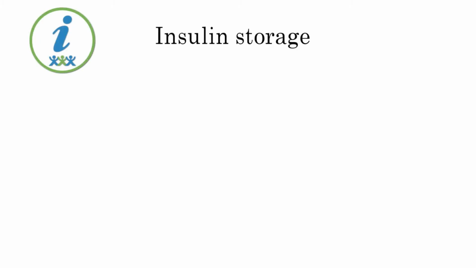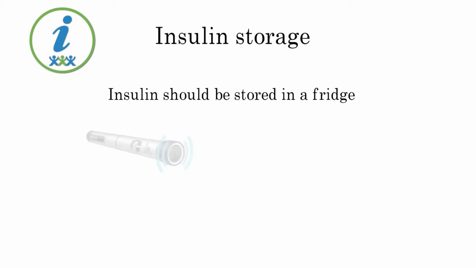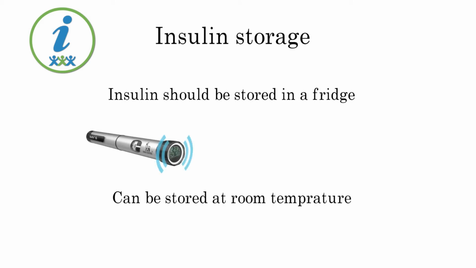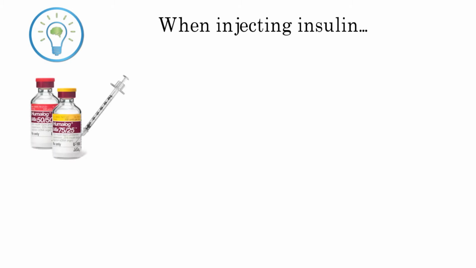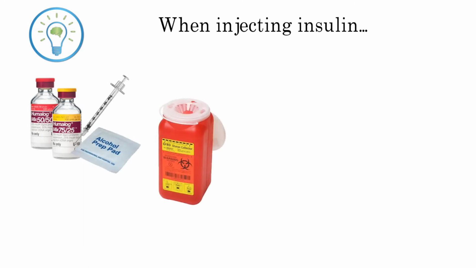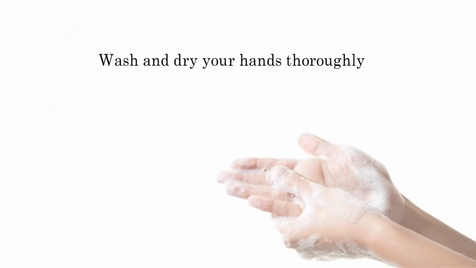If you store insulin, always store it in a fridge. If you use a vial in a pen, then it is okay for it to be stored at room temperature, but the manufacturers recommend the vial be replaced after 28 days of use. Before injecting insulin, gather all your supplies: medication vial, needles and syringes, alcohol pads, and a puncture-resistant sharps container for proper needle and syringe disposal.